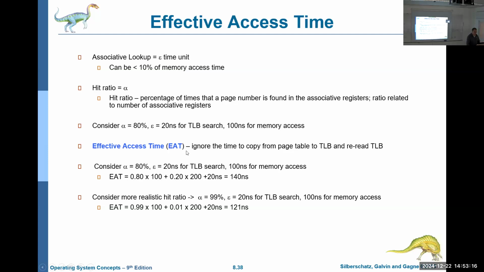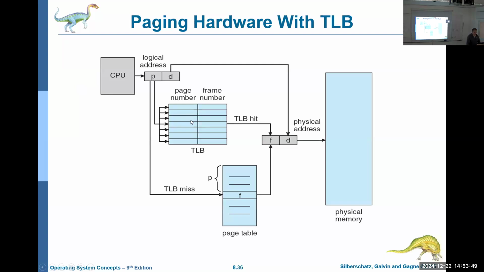Okay. So the effective access time, we are going to, in this case, ignore the time to copy from the page table to the TLB and then reload the TLB. In other words, another way of saying it is that we're ignoring that time. All we're worried about is the actual one-time lookup. So what is the effective access rate? So let's look at it here. 80% of the time it's 100. Why 100? Because 80% of the time we go here and we just go directly to the physical memory, and that's 100.